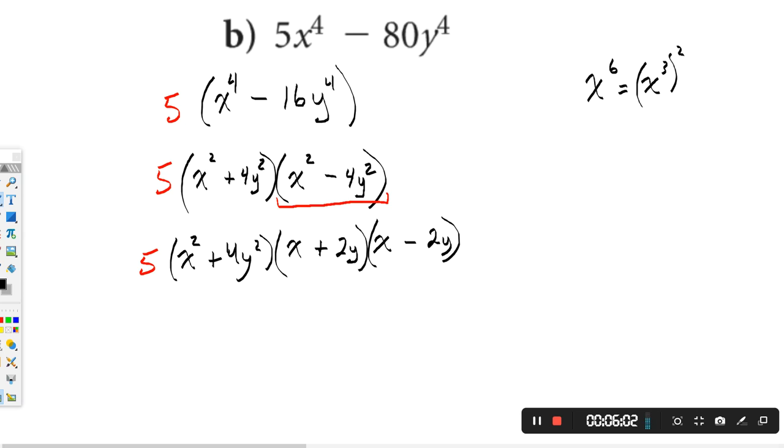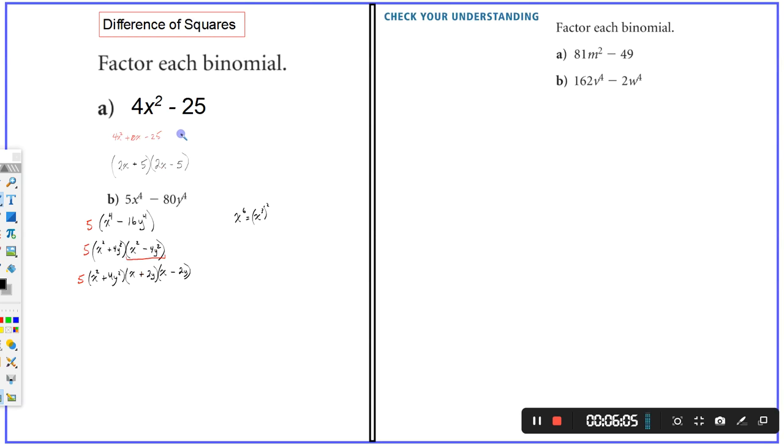We're going to give you one to try that's very similar to these two. So if you look over here, pause the video, and these two examples here should be pretty similar for you to try. Alright, so we're going to quickly go through these.